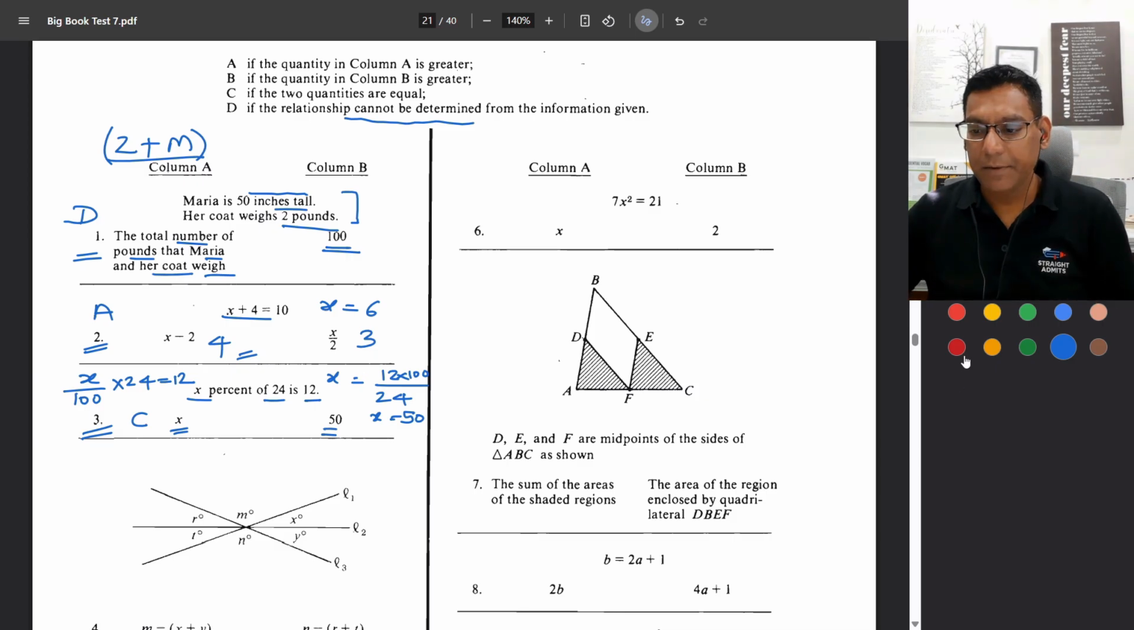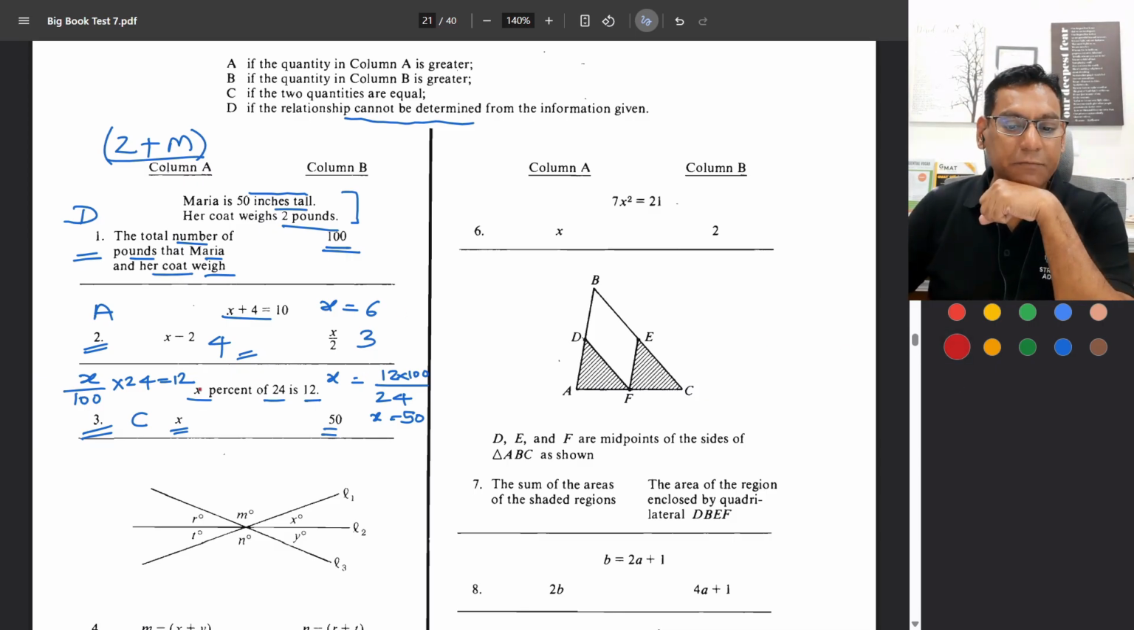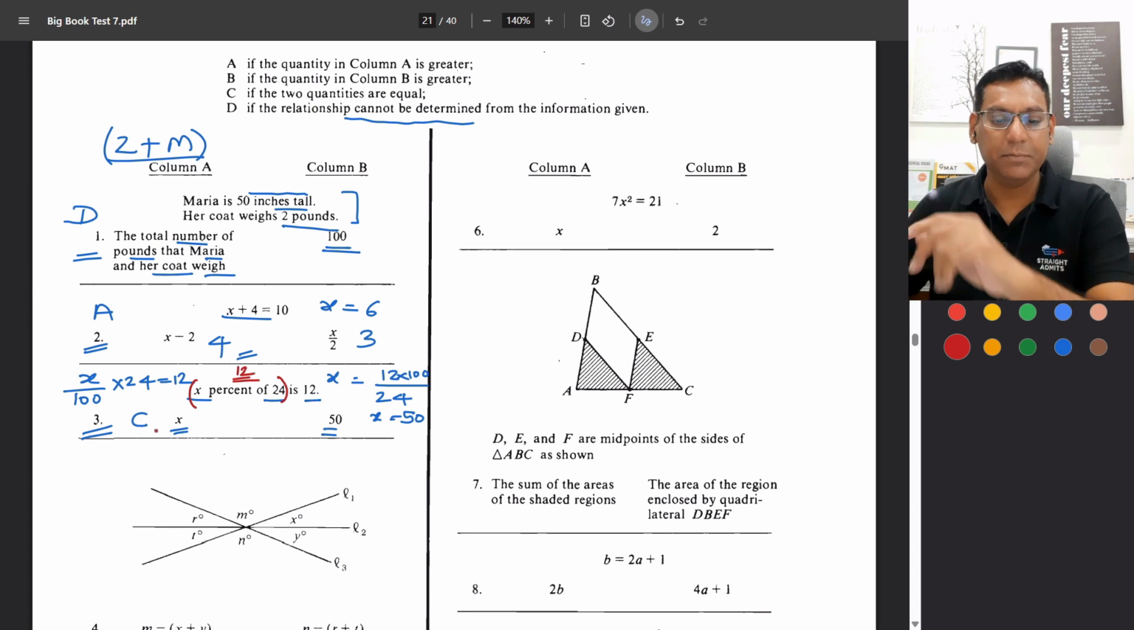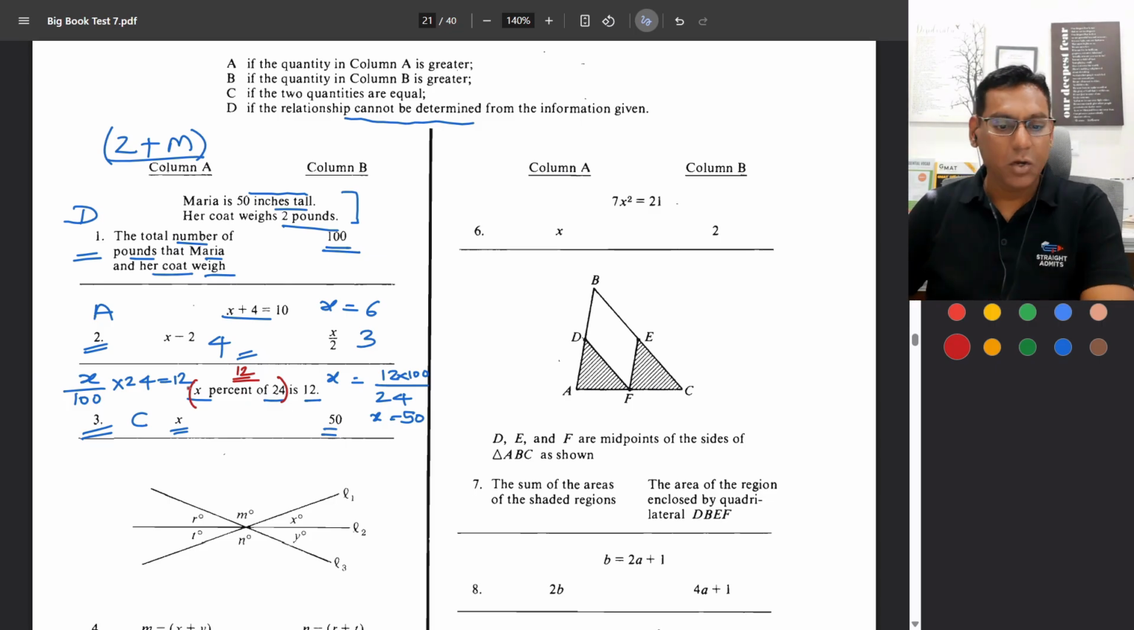Let's verify. Let me use a different color. Let's say 50% of 24. What's going to be 50% of 24? That's going to be half of 24. That's going to be 12. 50% of 24 is 12. That is correct. That means our calculation was correct. All right, let's move on.